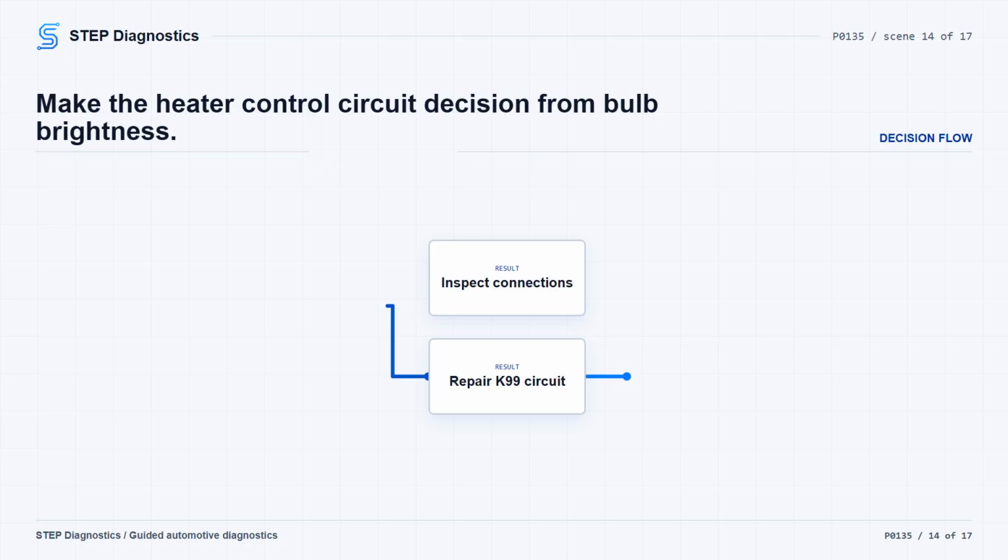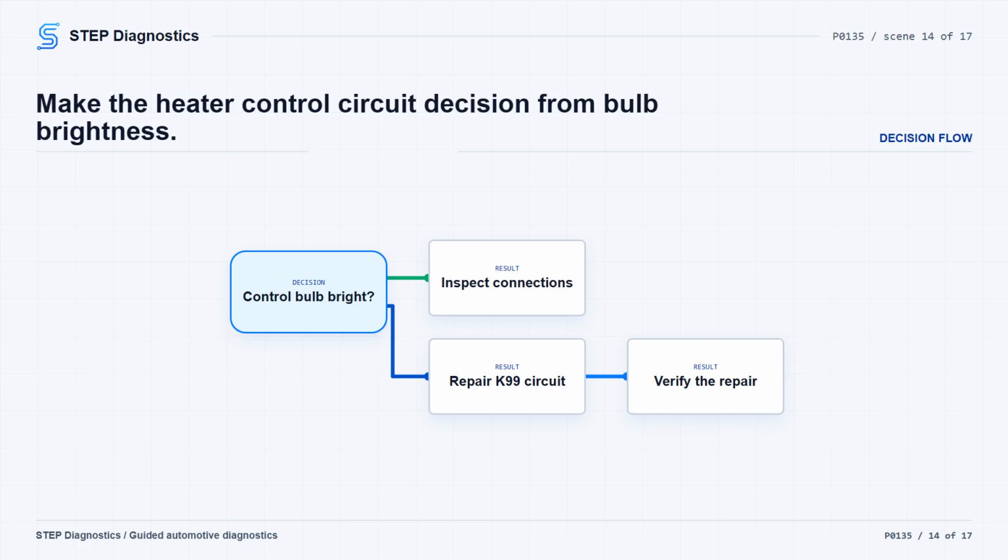Do not load test any circuit with components still connected. Also, do not use this load test method on airbag or restraint system components or circuits. If the bulb is bright, continue to connection checks. If it is not bright, repair the circuit for an open or high resistance. Then verify the repair and confirm the code stays gone.